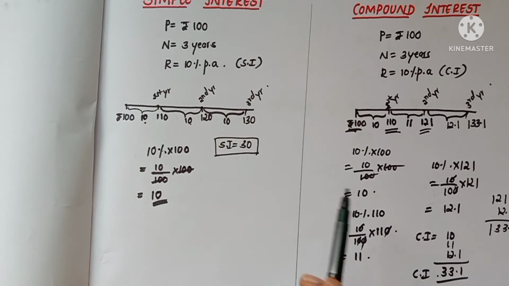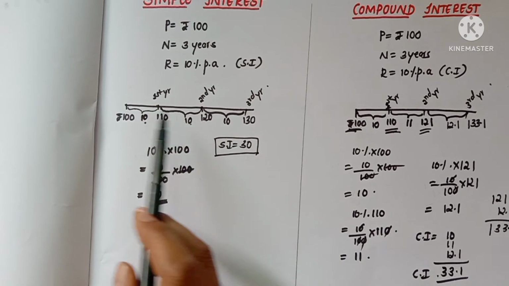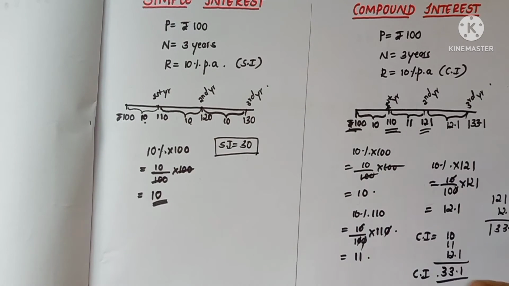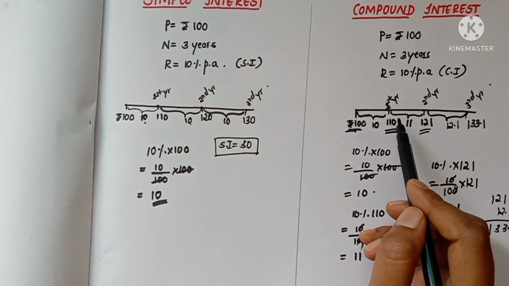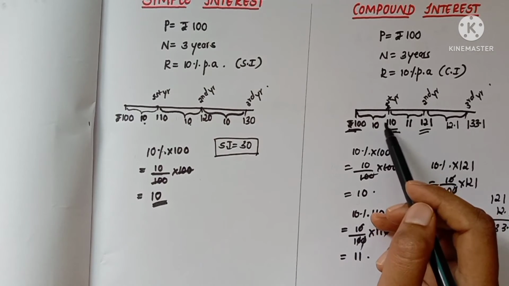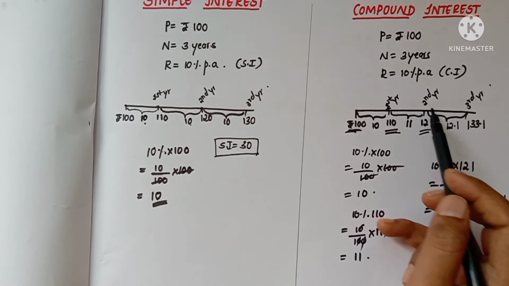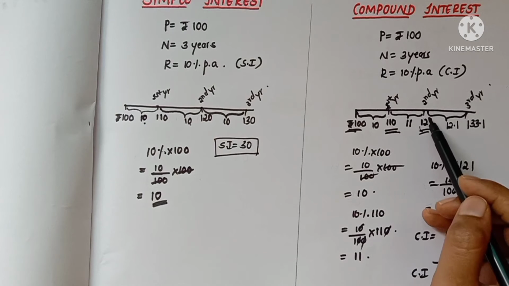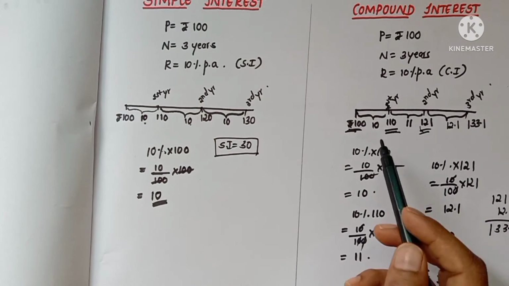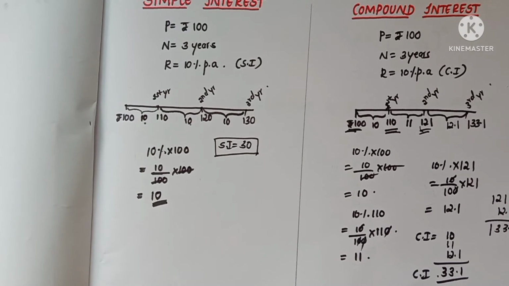In simple interest, we are going to calculate the interest on the principal amount, that is the initial principal amount. In compound interest, we are going to calculate the simple interest on the amount, that is, the first year amount will become the principal for the second year, and the second year amount will become the principal for the third year. Like this, we are going to calculate compound interest and simple interest.